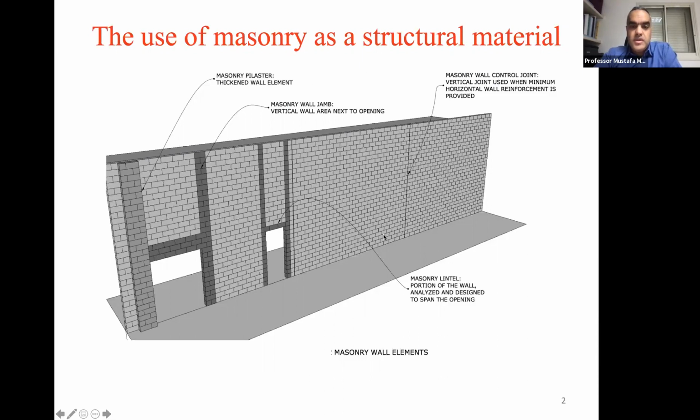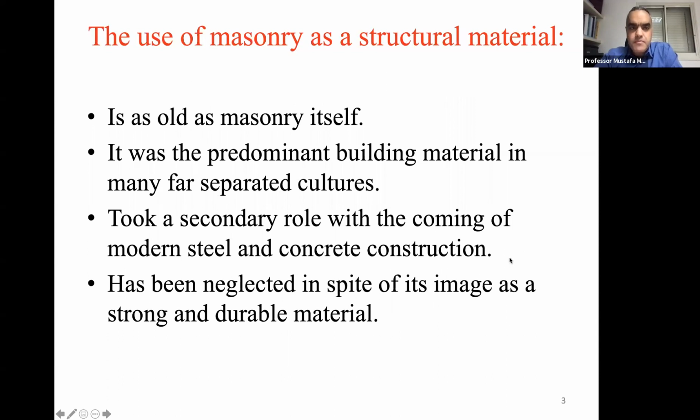So when we design masonry structures, we have to consider all these that could be part of a wall. And sometimes we have some isolated elements, such as columns. That's possible too. So we have to design those as well, and those are also addressed in the code.